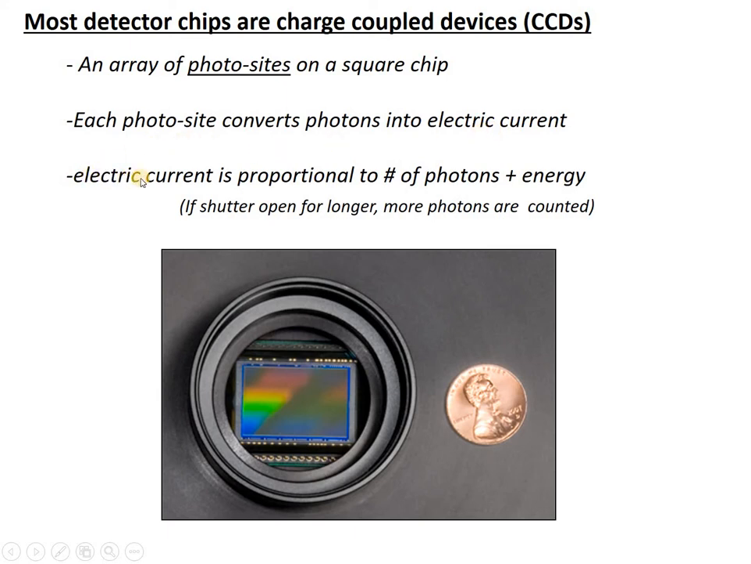And the electric current measured or recorded by any photosite is proportional to a couple of things. The number of photons, right? More photons is more energy. And also the energy per photon, right? We talked earlier about how blue photons have more energy than red photons. So it'd be easier to measure a signal made of blue photons than it is of red photons or of infrared photons. And of course, exposure time matters. If you keep your shutter open for longer, you're going to count more photons.